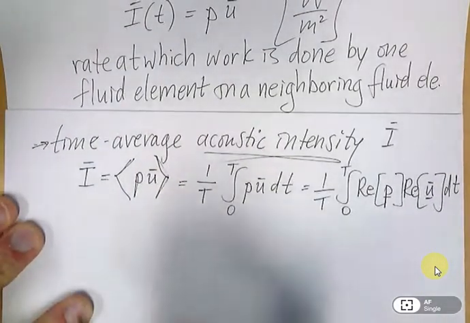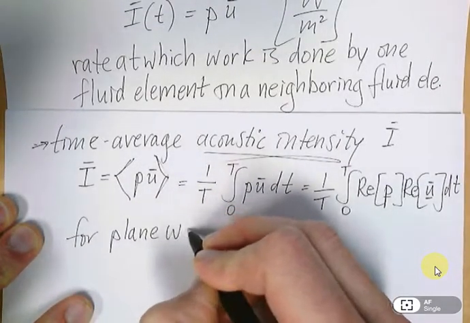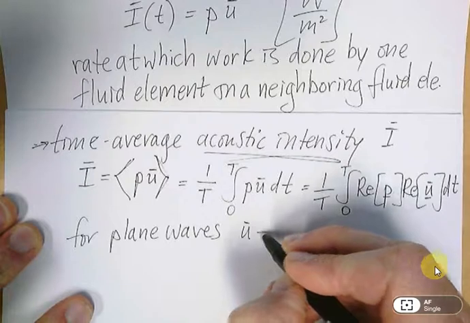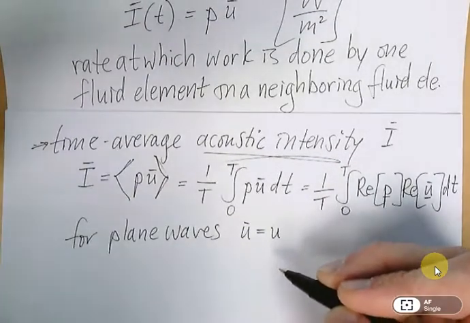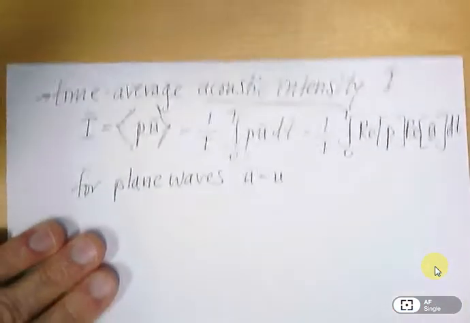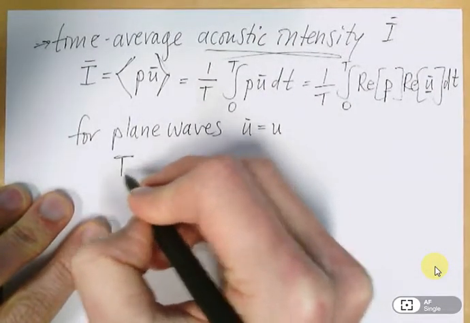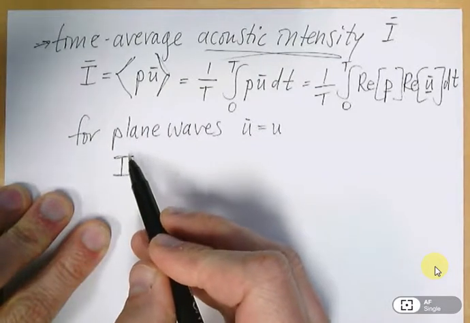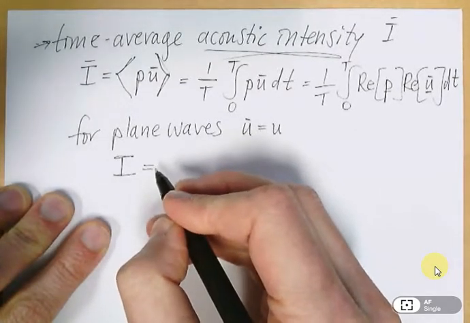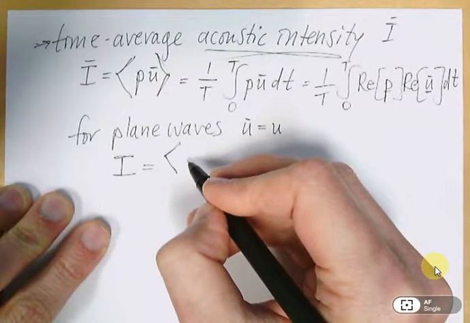Now, for plane waves, this gets simpler, because the particle velocity is no longer a vector. It's just a scalar in the one direction of interest. So that means this time average can be simplified a little bit. So for instance, we can drop the hat on the time average acoustic intensity because it's no longer a vector. Now it truly is just a function of position wherever the acoustic pressure or particle velocity are.